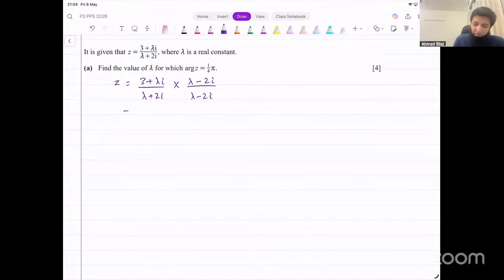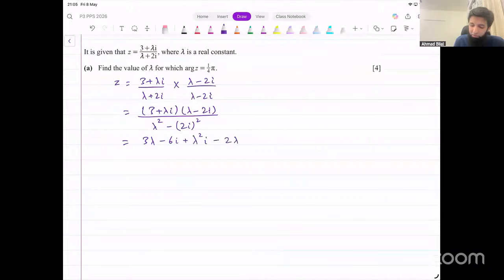Now, the numerator, what's that going to be? 3 plus lambda iota into lambda minus 2 iota. In the denominator, it's a plus b into a minus b. So that becomes lambda squared minus 2 iota whole squared. Now 3 into lambda, that's 3 lambda, 3 into minus 2 iota, that is minus 6 iota, plus lambda squared iota minus 2 lambda iota squared. Okay, that's the numerator. What about the denominator? In the denominator, we've got lambda squared minus 4 iota squared.